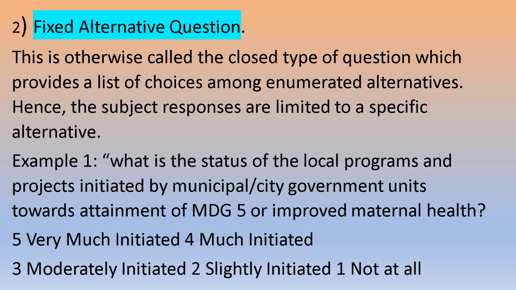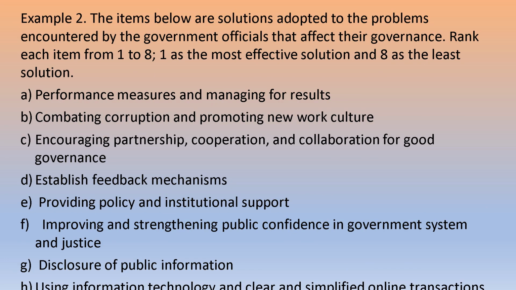This example is more applicable in the quantitative method because of the numbers for the Likert scale. Another example: the items below are solutions adapted to the problems encountered by the government officials that affect their governance. Rank each item from 1 to 8, 1 as the most effective solution and 8 as the least effective solution.